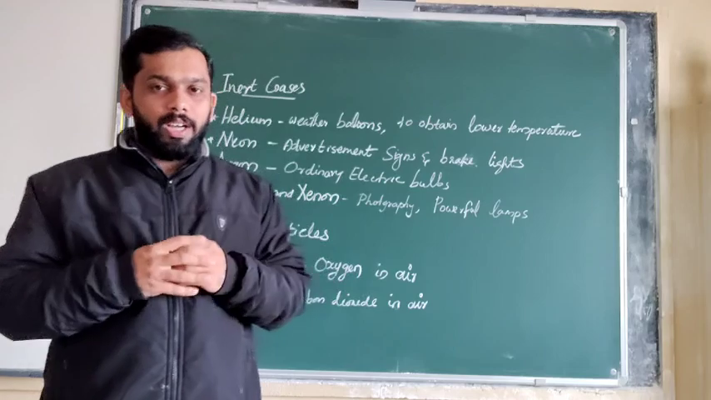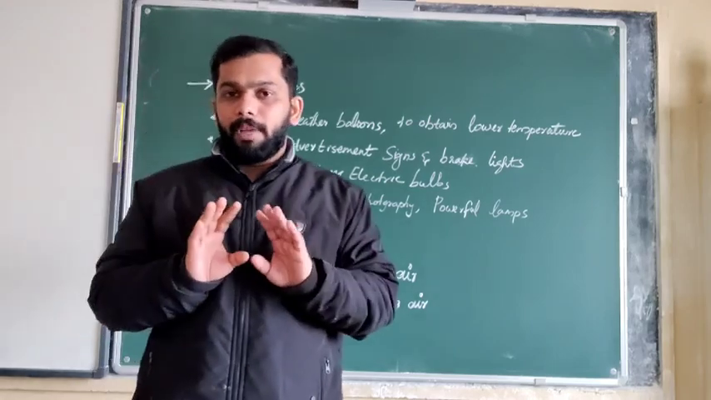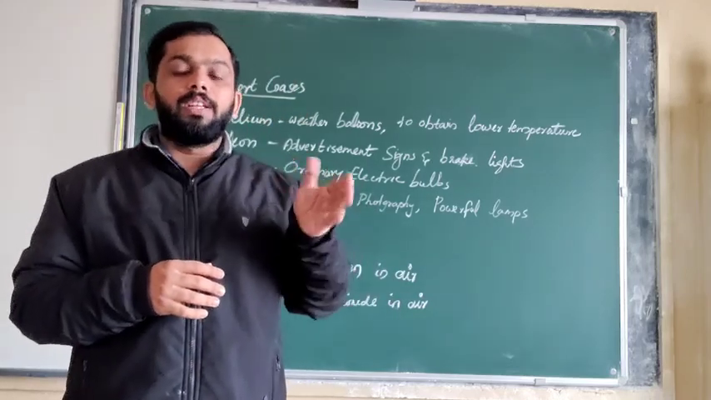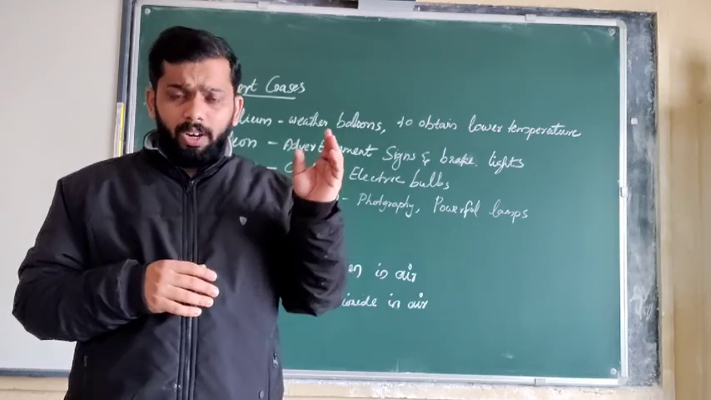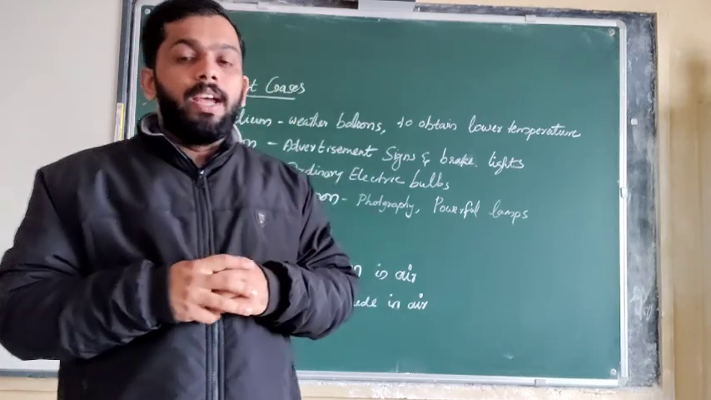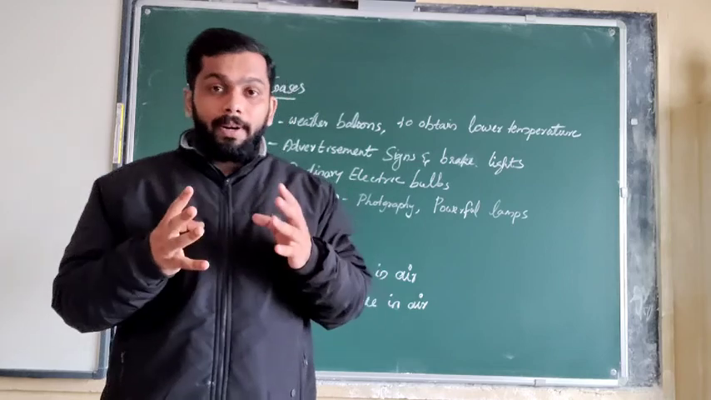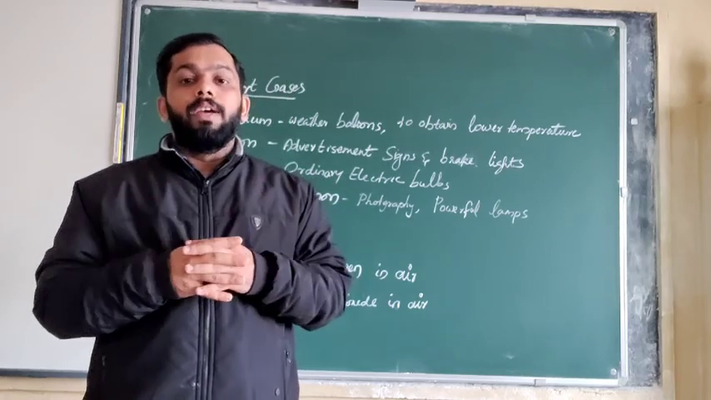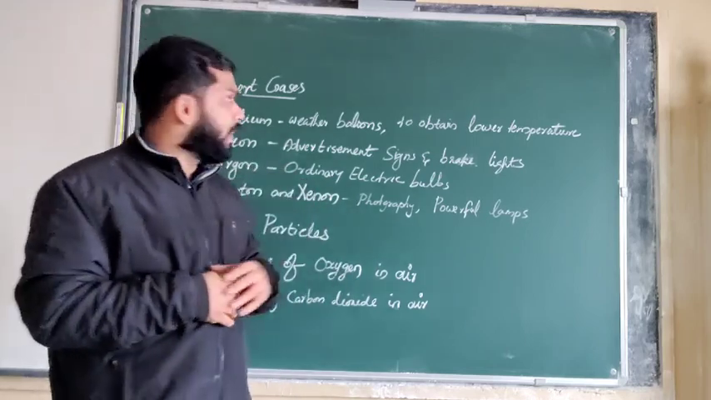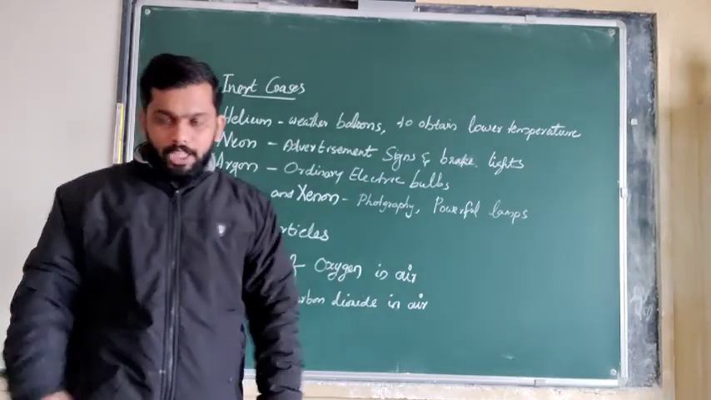So we were discussing our last chapter, air and atmosphere, and we have completed three portions. In the first class we discussed the atmosphere, the air, and nitrogen. In the second class we discussed oxygen, and in the previous class, carbon dioxide and water vapor. Today we are going to discuss the remaining two components: inert gases and dust particles.